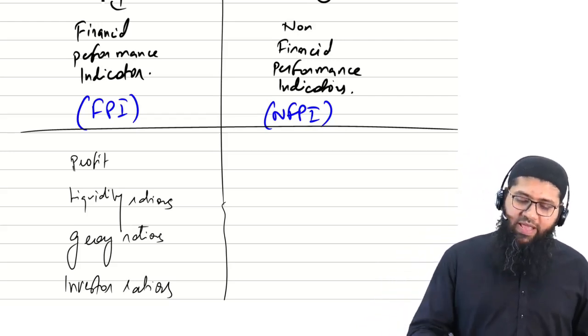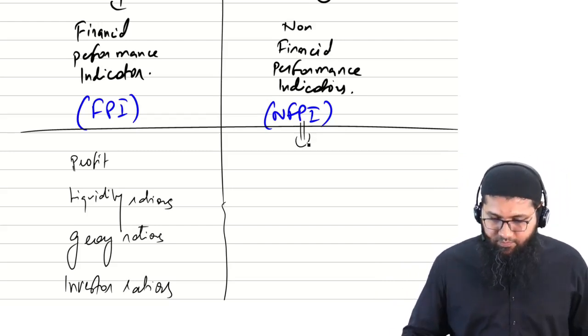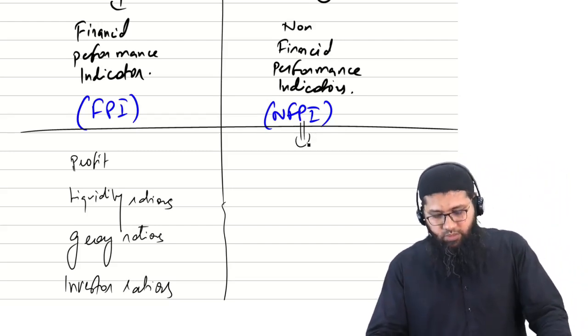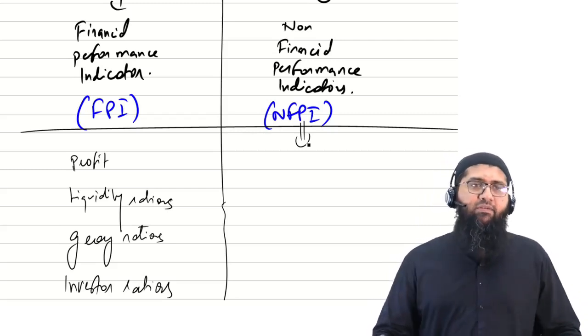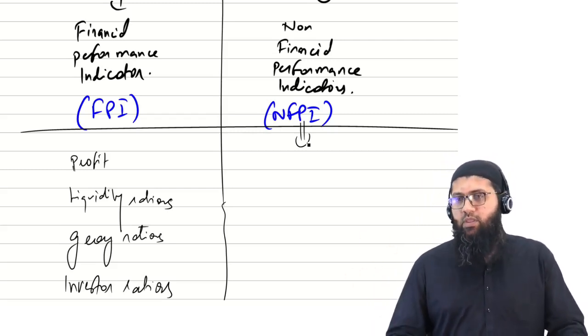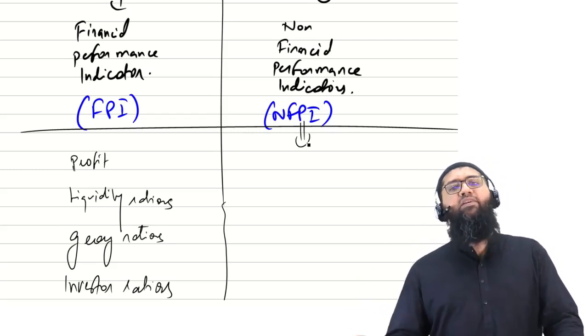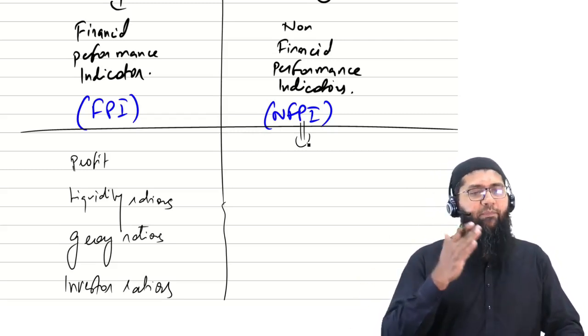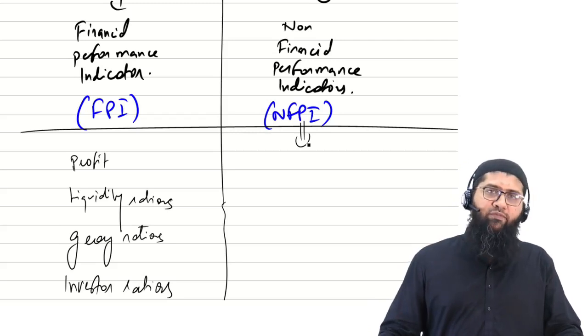Now, what next is there? Okay, the CSFs are divided into different categories. Asad, just wait a bit, I'm gonna come back to it. The CSFs are being measured through KPIs, and the KPIs could be financial, KPIs could be non-financial.